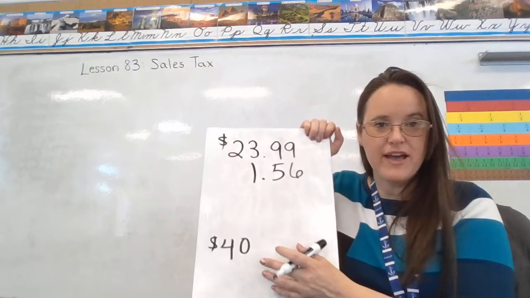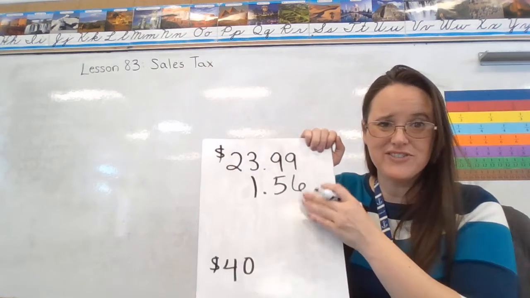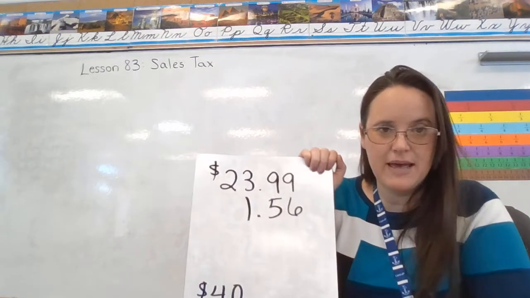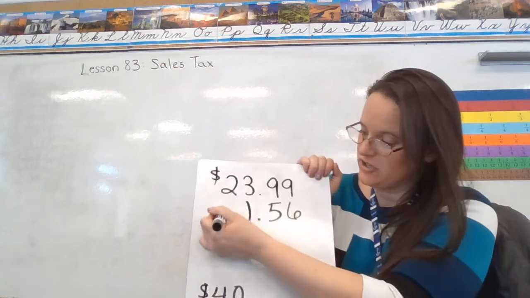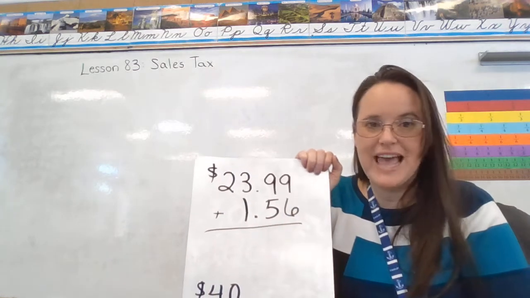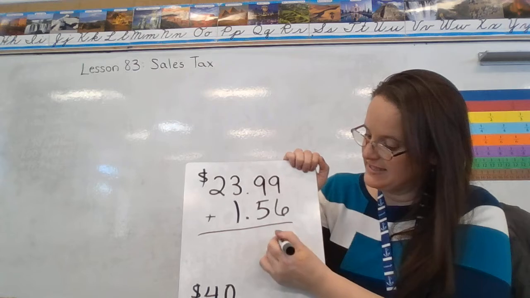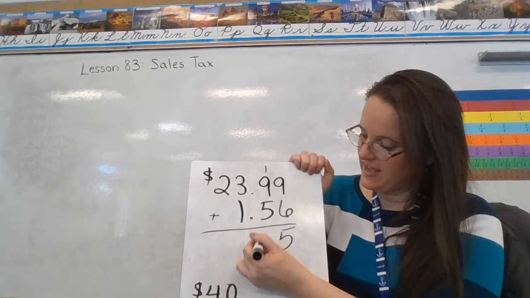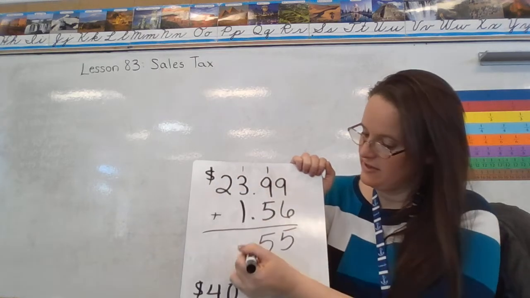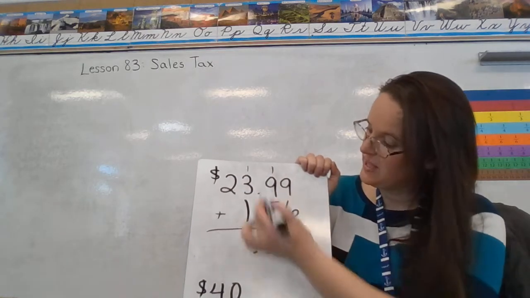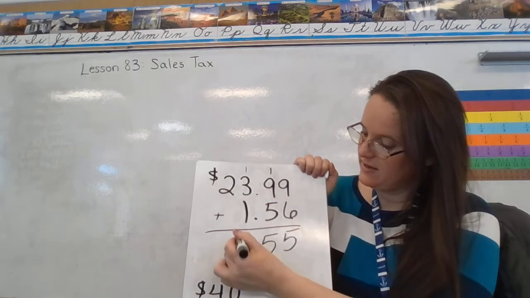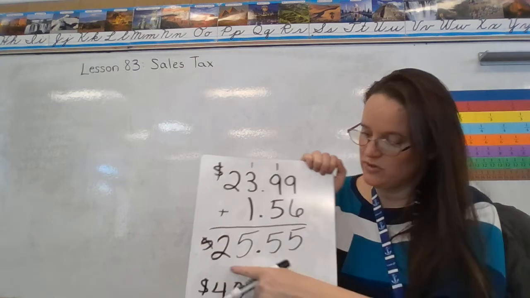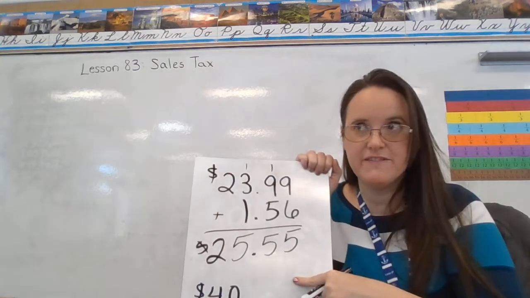So before we can figure out how much change she gets, we have to know how much the total bill was. So the pants cost that much, the tax was this much, the total bill we're going to have to add to figure out. 9 plus 6 is 15. 9 plus 1 plus 5 is 15. Don't forget the decimal point in your answer. 3 plus 1 plus 1 is 5. And 2 plus nothing is 2. So she paid $25.55.